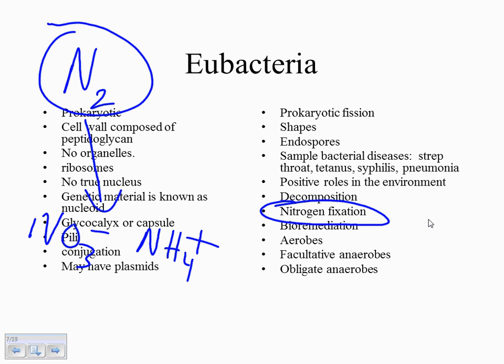Plants will use this. Animals will eat the plants. That's how we get our nitrogen. There are other bacteria in the ground that will take these ions and do, guess what? A different kind of bacteria will convert it back. That's why it's called the nitrogen cycle.